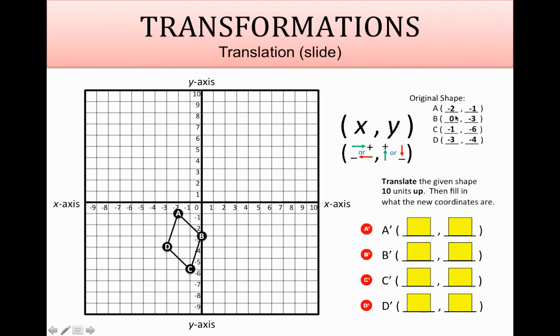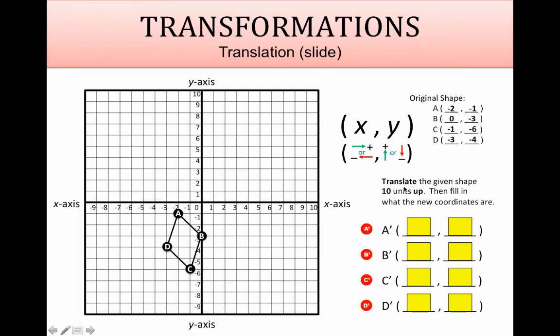So if we take a look at those original coordinates, we got -2, -1 is where A is. 0, -3 is where B is. -1, -6 is where C is. And -3, -4 is where D is. Now remember this area over here, this section, this is what you guys are going to be mainly responsible for.